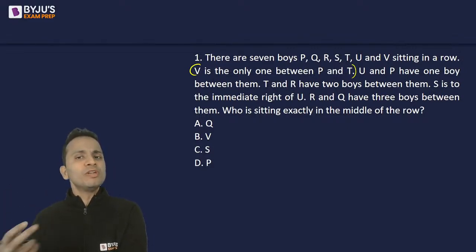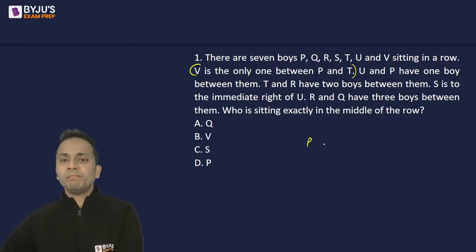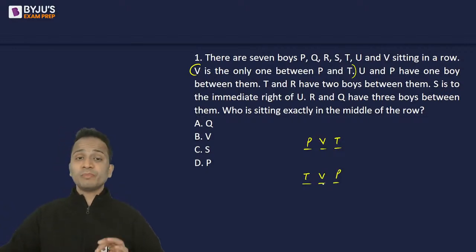So there can be two different possibilities. It can be P, V, and then T. Or P and T may interchange their places, so it can be T, V, and then P. But all three of them are adjacent to each other because V is the only one between P and T.